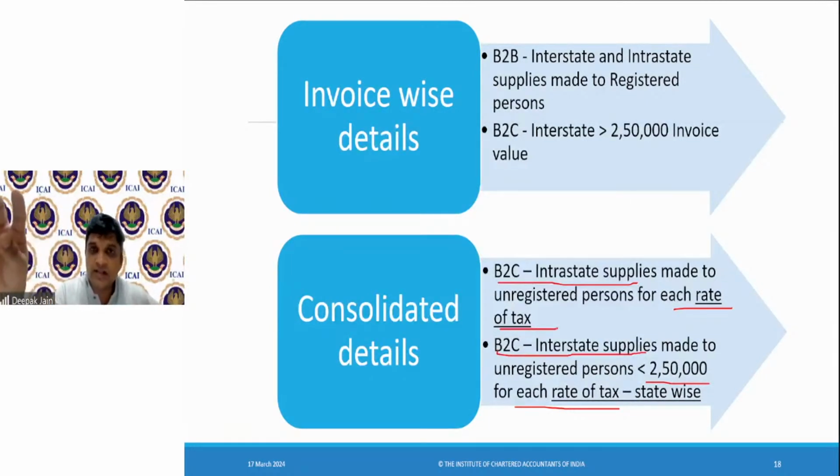Now same interstate I do, but your value is less than 2.5 lakhs. I will consolidate all such supplies to B2C because they are not getting the credit. So I will consolidate it and report it. That is interstate. And intrastate, irrespective of the value, I will do consolidated itself.